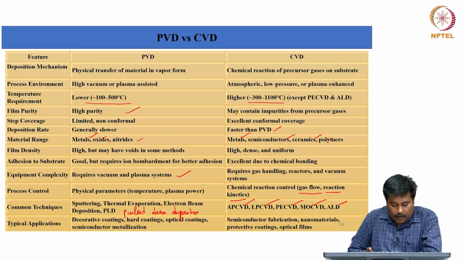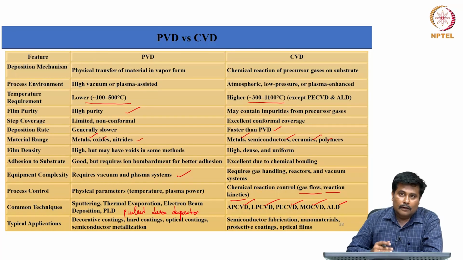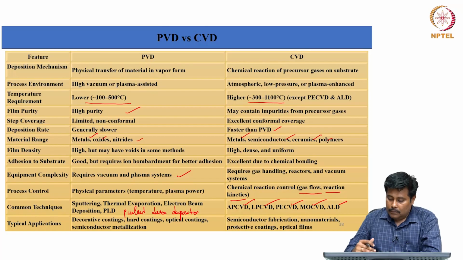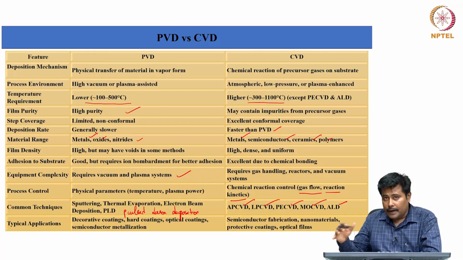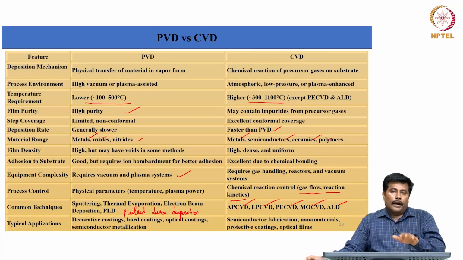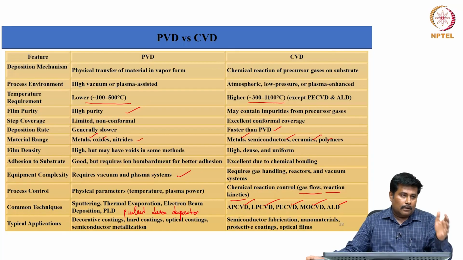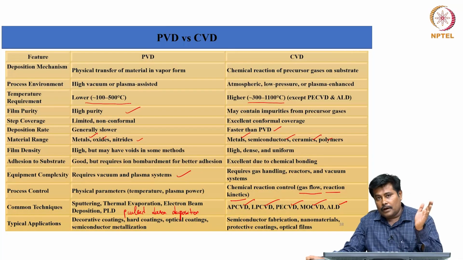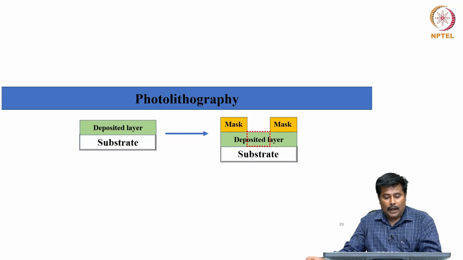Wherever we require a hard coating, an optical coating, a decorative coating or semiconductor metallization, PVD systems are used. However, in semiconductor fabrication, or in layers where we have a complex surface, CVDs can be efficiently used. So, this will help us identify our coating techniques or microfabrication techniques based on our requirement or on the material we are using for a micro robotic application.